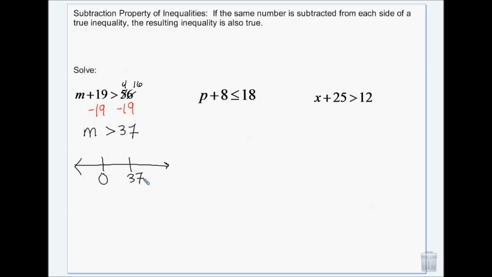37 goes on this side of 0. We have a greater than, so that's going to be an open circle. And we shade the greater than side.